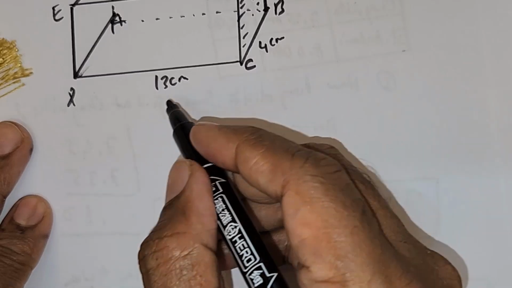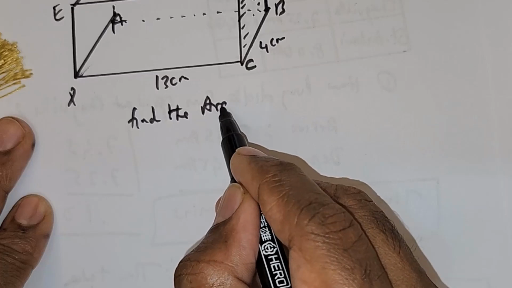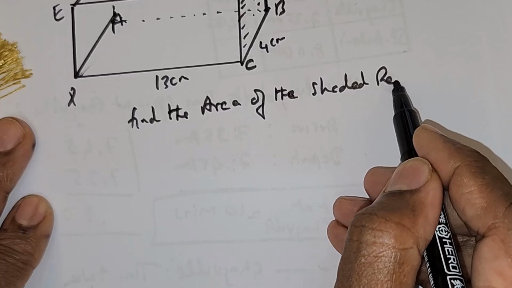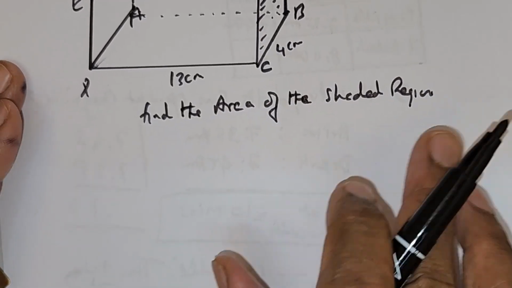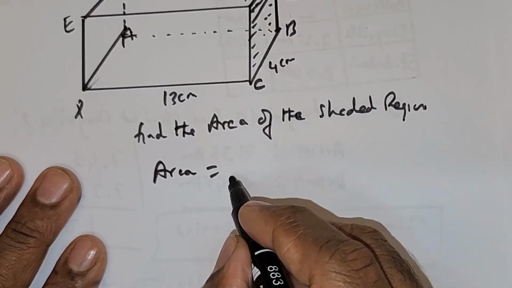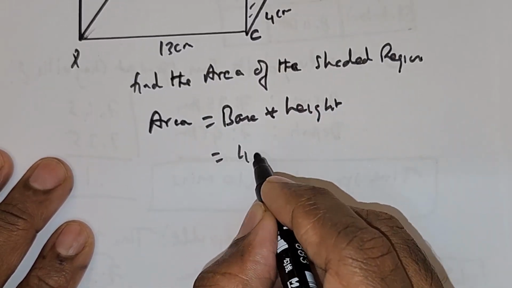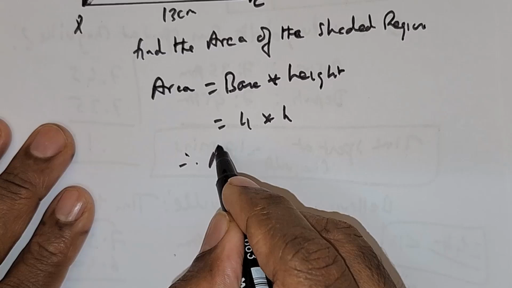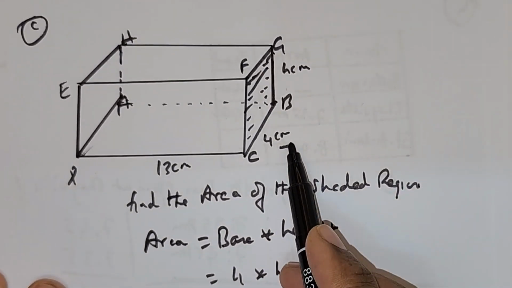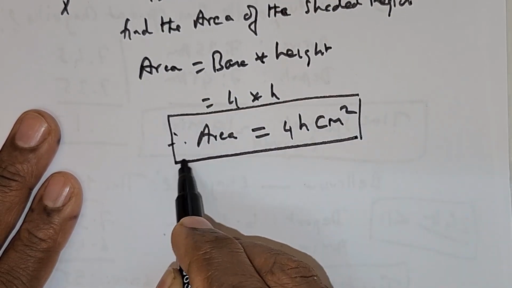The first question is: find the area of the shaded region. So what is the area? Area is base times height. Base is 4, height is h. Therefore area is equal to 4h. The unit is cm, so you need to write cm squared, and you can box the result.